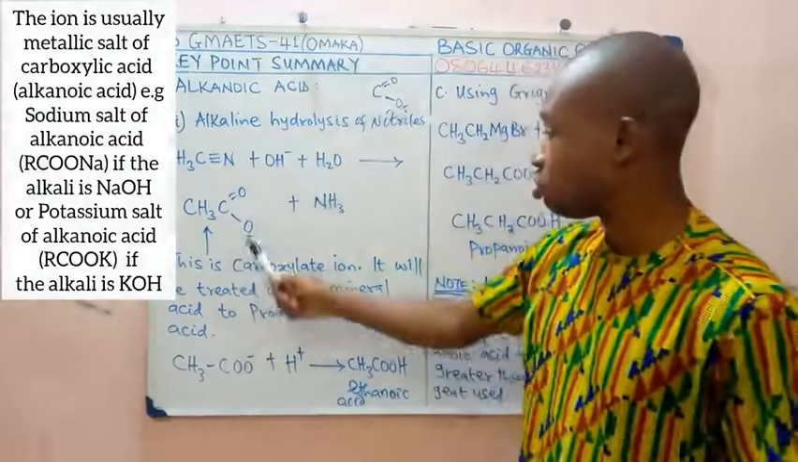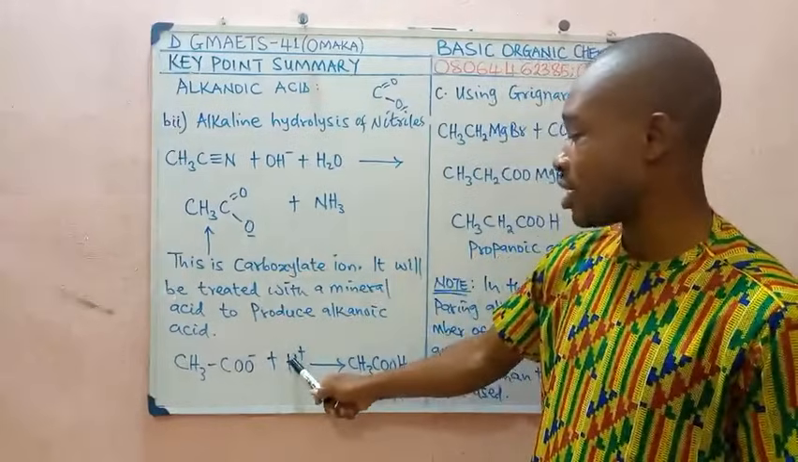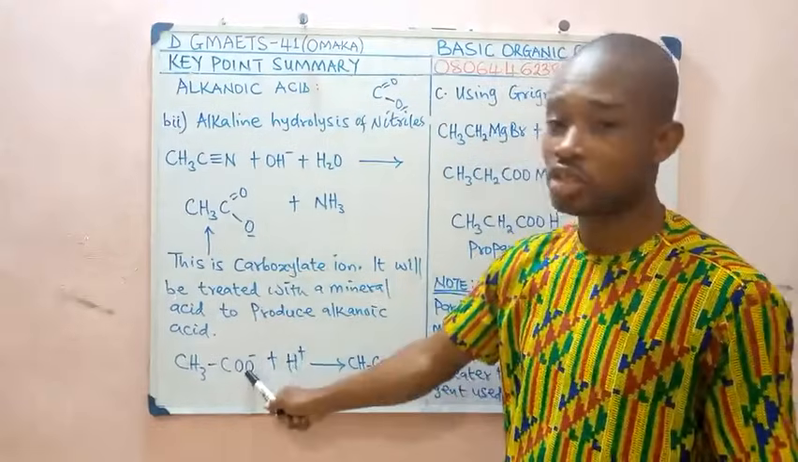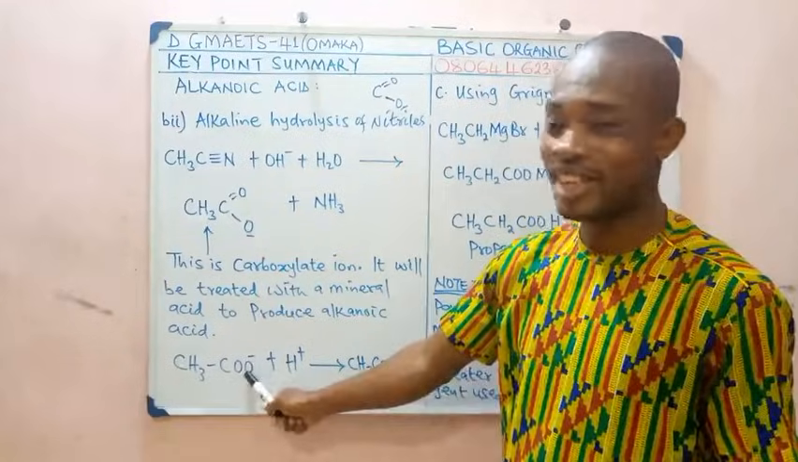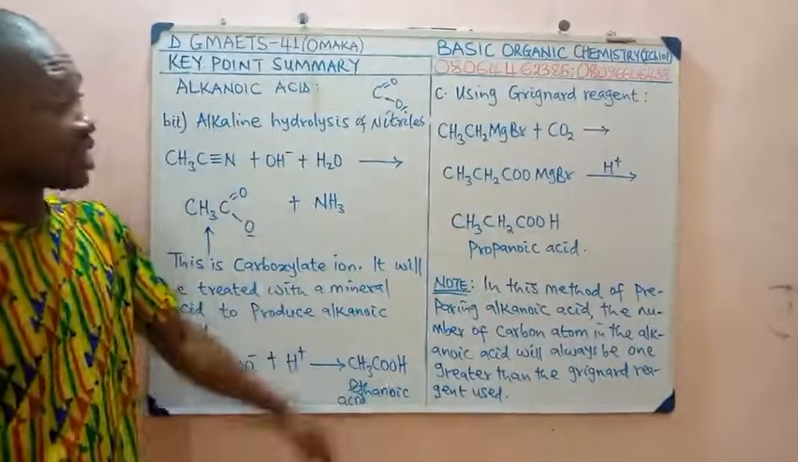Now the next step, you need to treat this carboxylate ion with a mineral acid. If you treat it with a mineral acid, this H will now attach to this oxygen negative to give you this alkanoic acid. So that is how we produce, in this case, ethanoic acid.